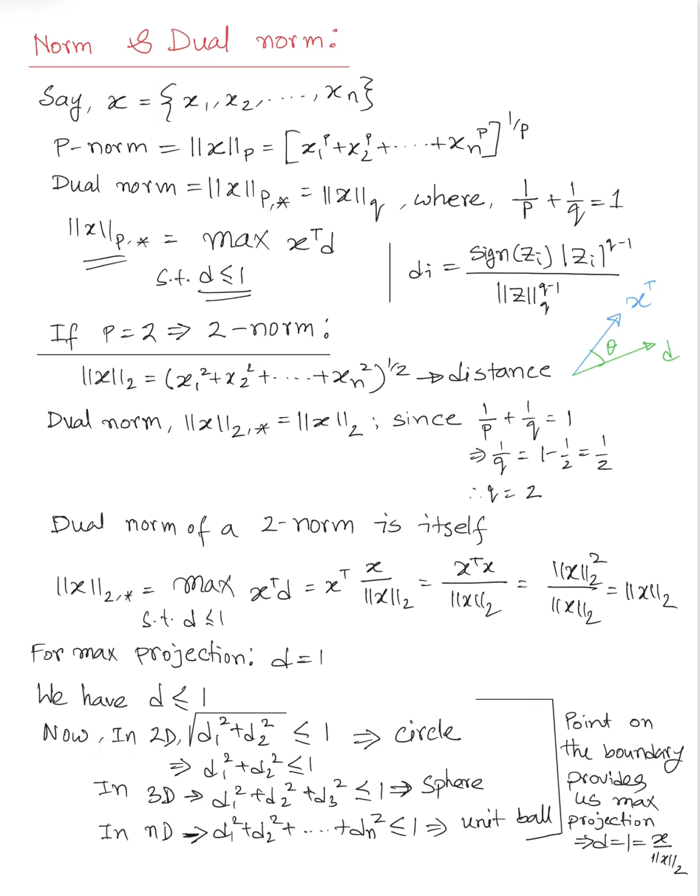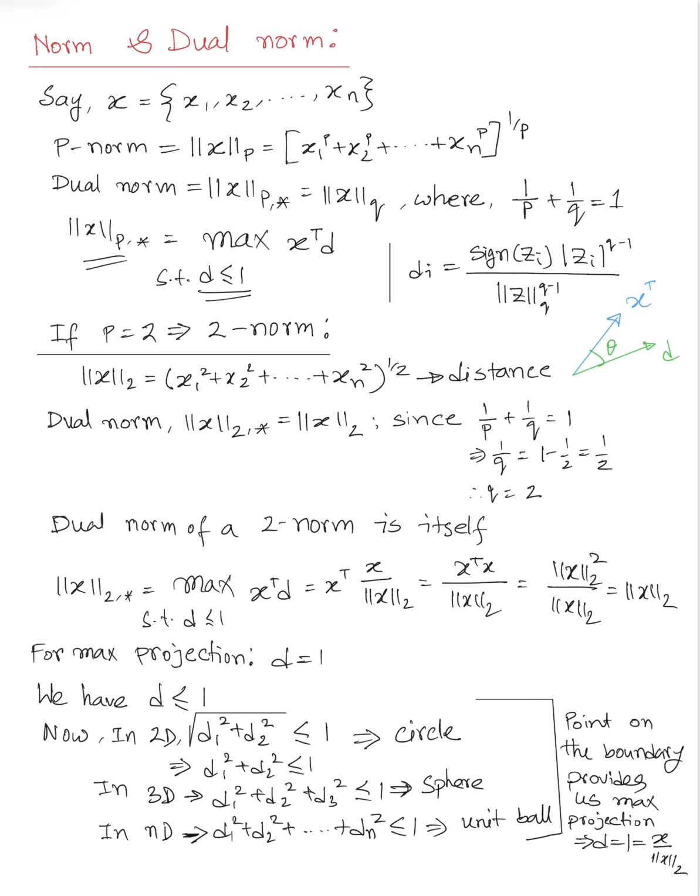So for our constraint, we have the norm of d less than or equal to 1. Now in 2D, we have two components of d, and this becomes the square root of d1 squared plus d2 squared is less than or equal to 1. If we square this up, we get d1 squared plus d2 squared is less than or equal to 1, which is nothing but a circle. Similarly, in 3D there will be three components, d1, d2, and d3, and this will become a sphere. And in n dimensions, it's going to be d1 squared plus d2 squared plus up to dn squared is less than or equal to 1, which is nothing but an n-dimensional unit ball.